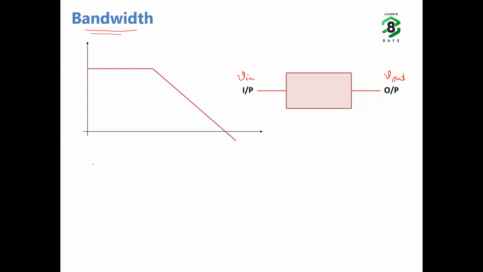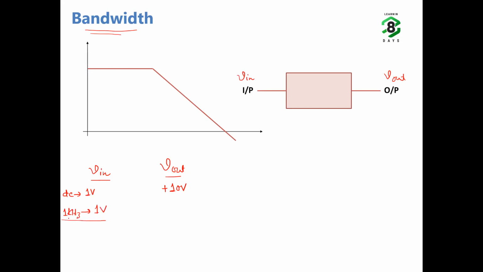So let's say we are applying a V in, we are observing V out. And how are we applying V in? Let's say initially we applied a DC voltage of 1 volt, and we saw the output voltage is 10 volt. So this is DC. But we didn't stop here. Then we applied, let's say, a 1 kilohertz sinusoidal signal of 1 volt.